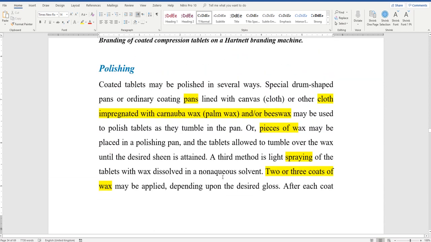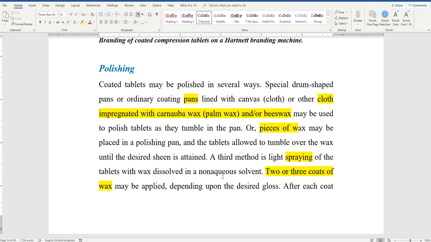So we have 3 ways. 1, cloth lining the pan impregnated with wax. 2, adding a piece of wax. 3, spraying 2 to 3 coats of wax. These are the ways to do the polishing. Please note that here we are doing polishing. It's similar to polishing shoes. So we are intentionally doing the polish.